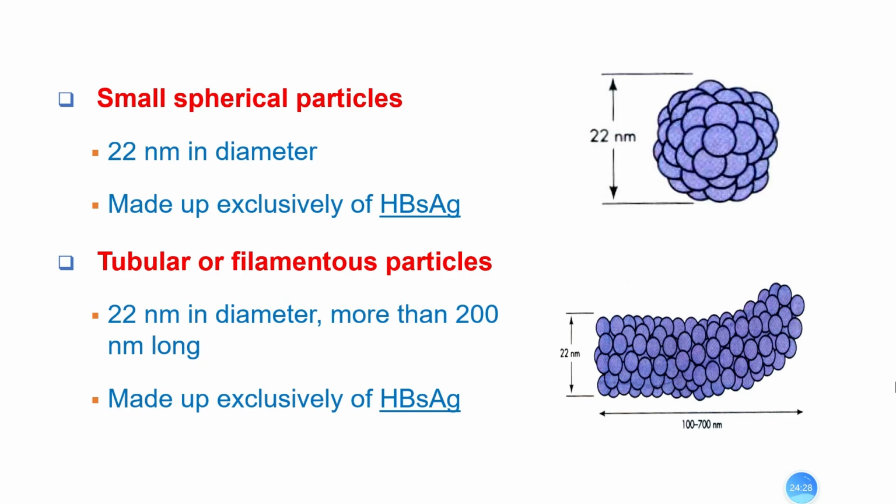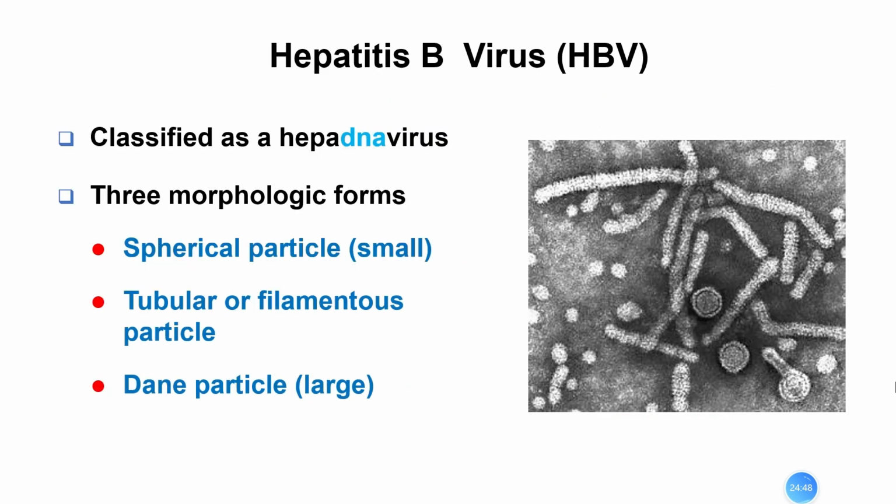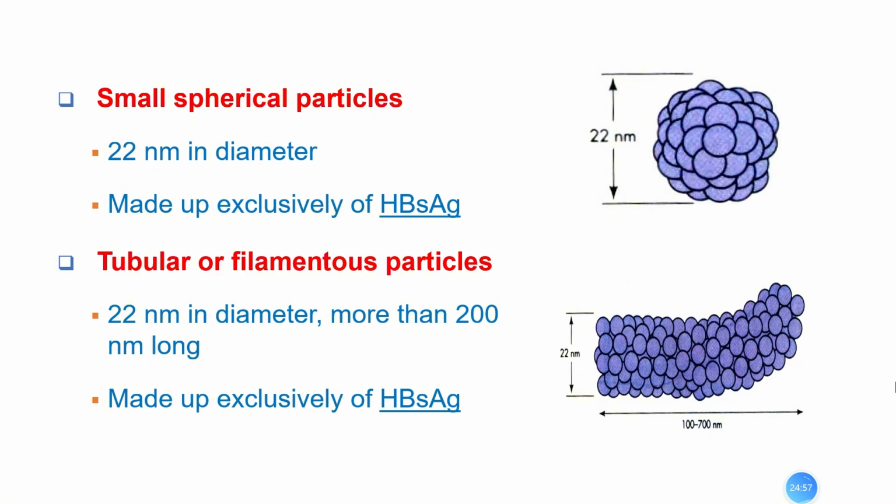Okay, the filamentous one, the diameter here is again 22 nanometers, and the material in it is only the surface antigen. But the filamentous one can be very long, like 200 nanometers long, so that you can see this special structure like this. Both of them only contain the surface antigen. So those particles cannot infect a person because they do not contain any nucleic acid. They only contain a simple protein.